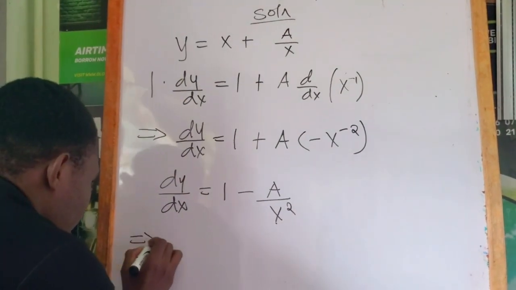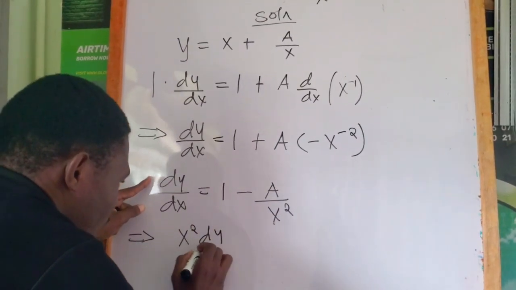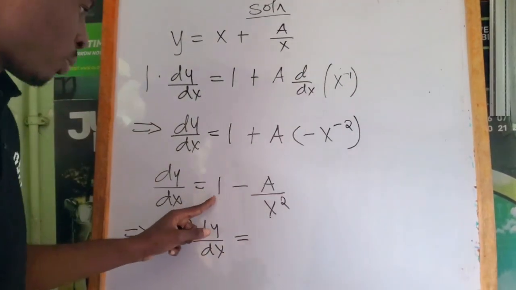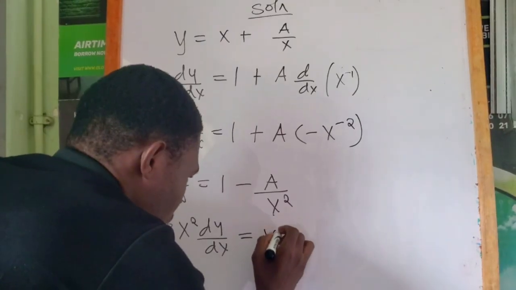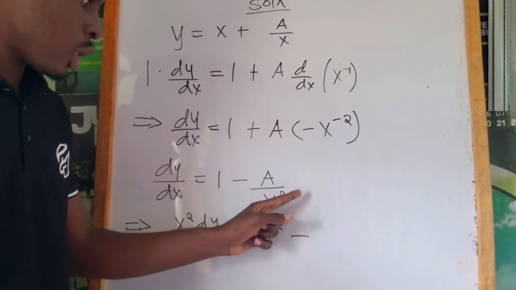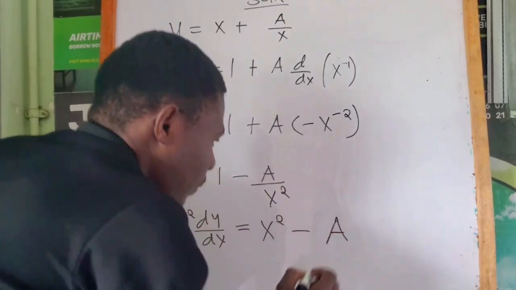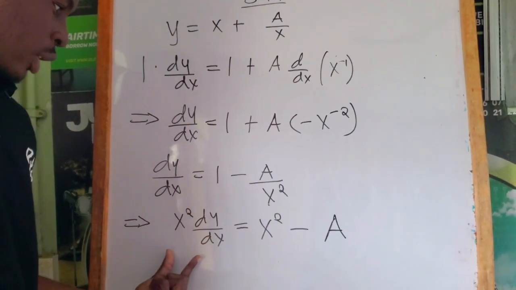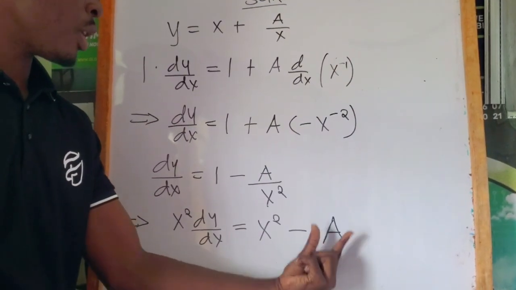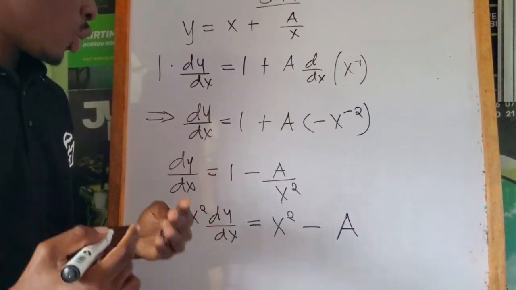So this implies that x squared dy/dx is equal to, multiply x squared by 1, you only have x squared, minus, now a times a all over x squared times x squared, it will get rid of the x squared from the denominator, leaving you with a. Now we need to take this x squared to this side. We need to isolate a. We are looking for a, so that when we get the value of a, we can plug it back into this equation to find the ODE.